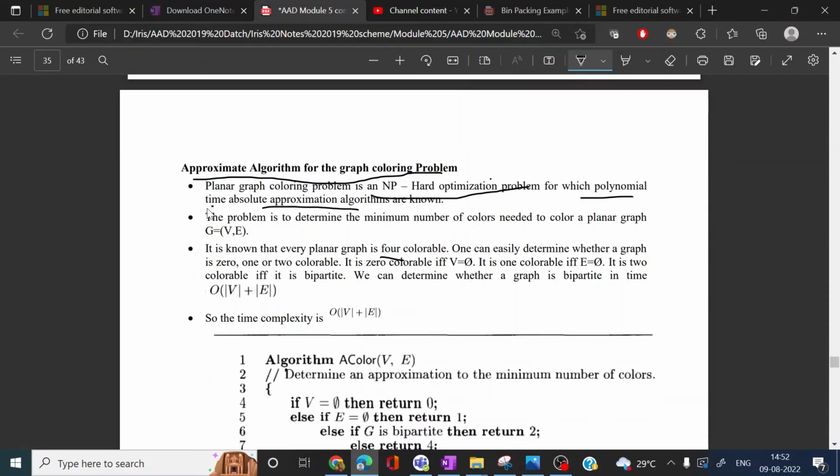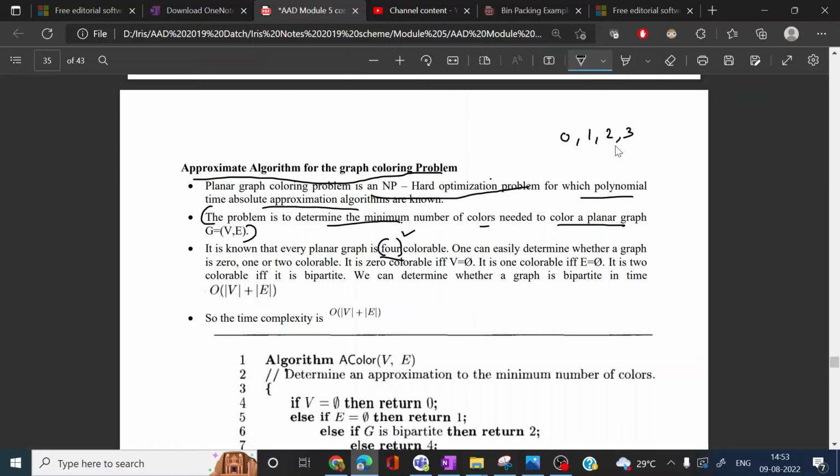The problem of planar graph coloring is to determine the minimum number of colors needed to color a planar graph, G. It is known that every planar graph is 4 colorable. So every planar graph has the property that it is 4 colorable, which means maximum it will take only 4 colors. So we need to check whether it will take 0, 1, 2, 3.